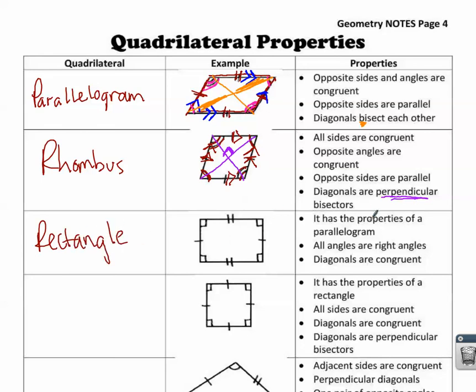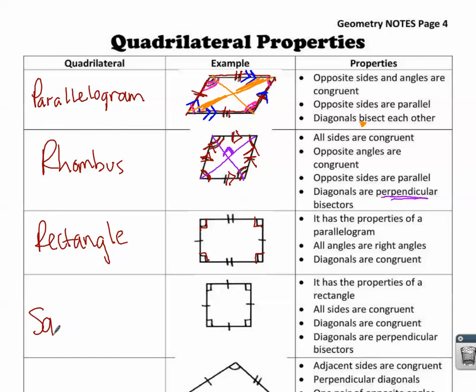A rectangle has the same properties as a parallelogram, except for the fact that you have all right angles, or all 90-degree angles, and that your diagonals are congruent. Not necessarily that they bisect each other, but they are congruent, so they are equal in length.